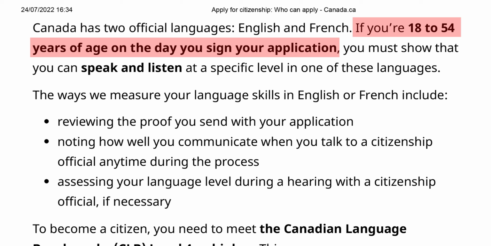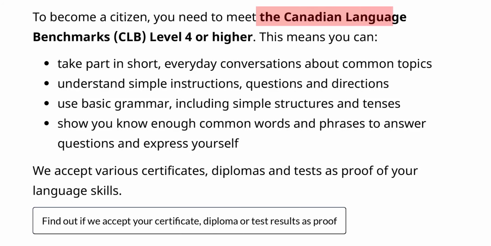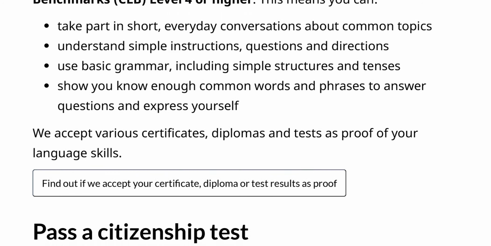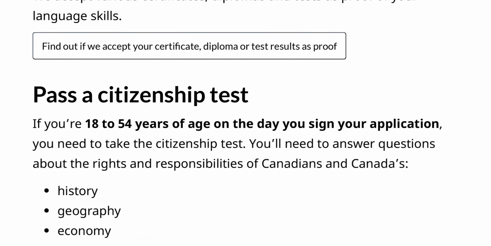However, if you're under 18, then you don't have to meet these criteria. You must meet the Canadian Language Benchmark Level 4, CLB 4, or higher in speaking and listening. How well you know Canada.